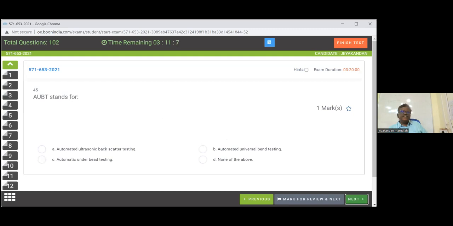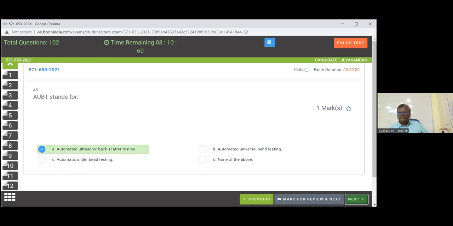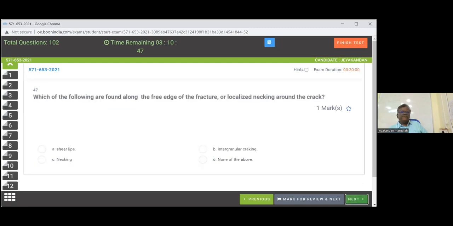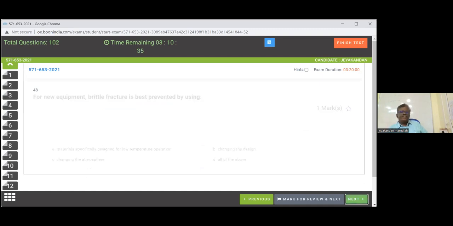Next. AUBT stands for automated ultrasonic backscatter testing. Cracks that are typically straight, non-branching, and devoid of any associated plastic deformation are the type of failure, brittle fracture. Which of the following are found along the free edge of the fracture? Shear lips. Shear lips. Next.